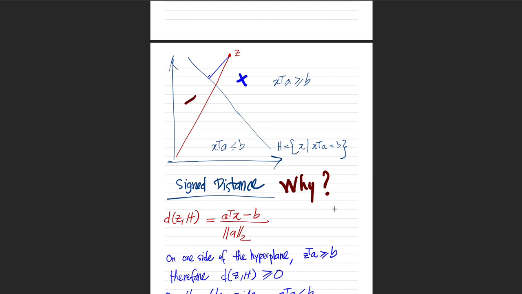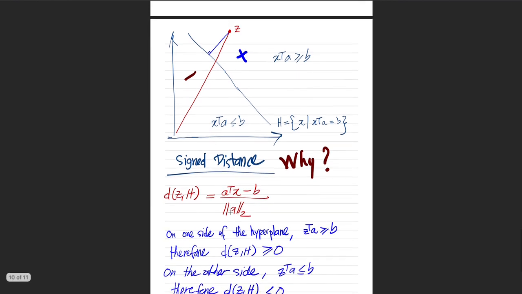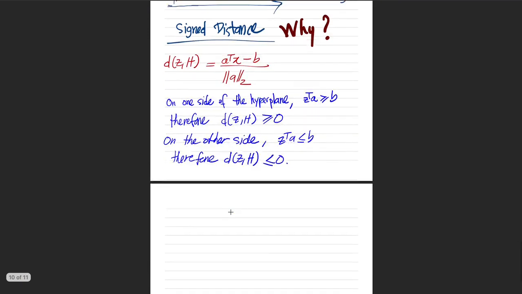But the take-home message here is how to calculate the distance. What is a hyperplane? What is a half space? How to find the distance of a point from the hyperplane, and understanding that this distance is signed. So on one side it's positive, on the other side it's negative.